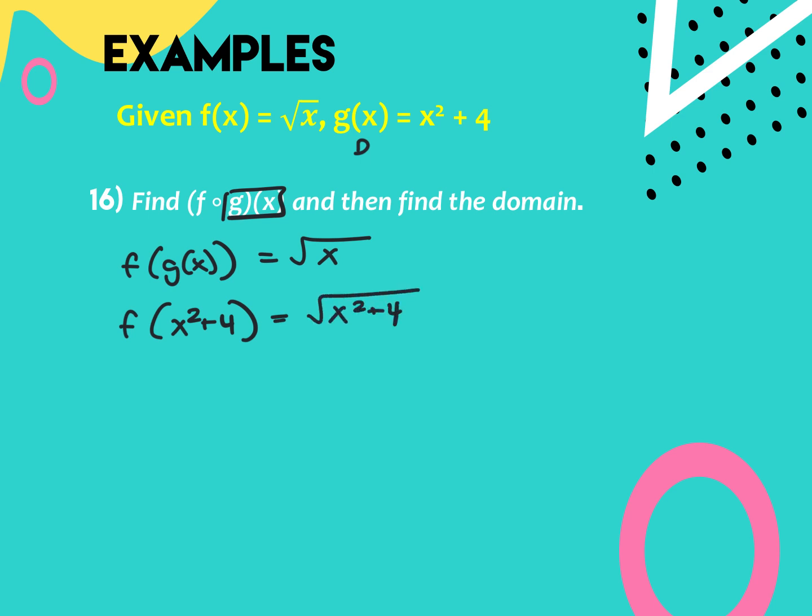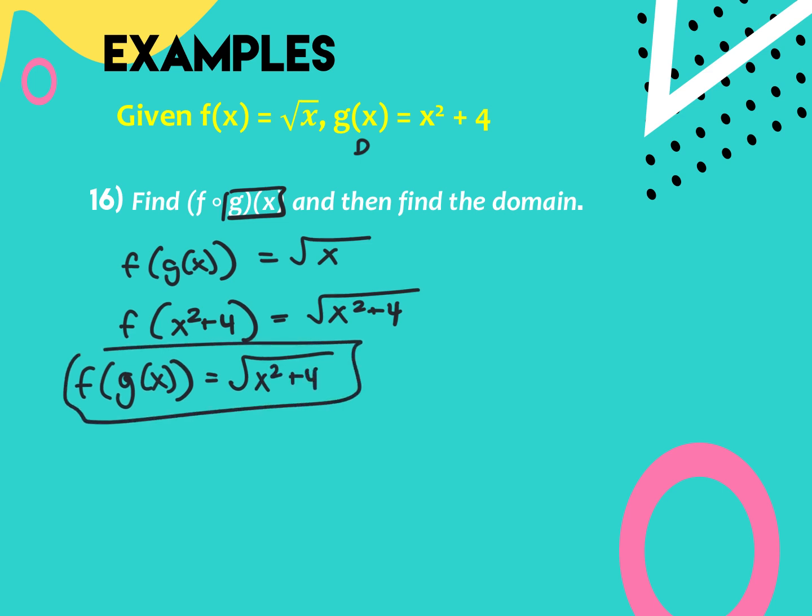Again, this is my solution. So this is the answer. f of g of x equals the square root of x squared plus 4. That's my answer. Now I have to find the domain of the inner portion. g of x is x squared plus 4. Well, the domain of this is all real numbers. There's no restrictions here. So my domain is all real numbers.